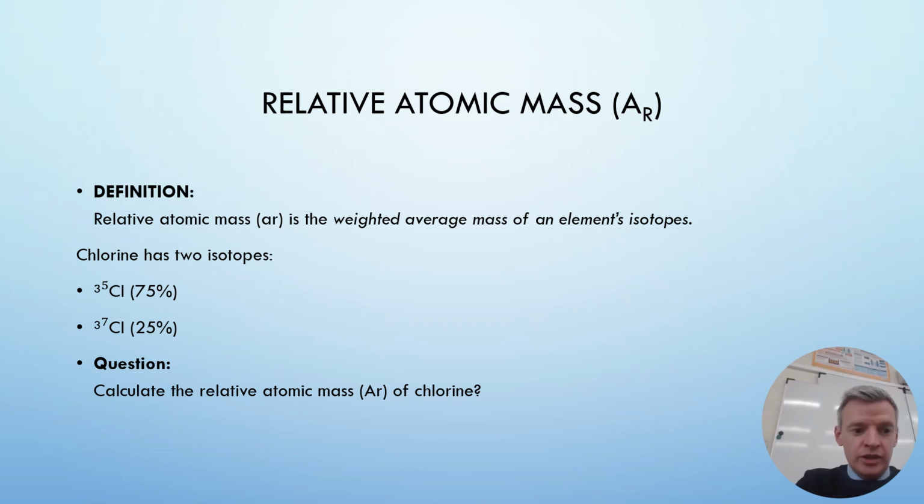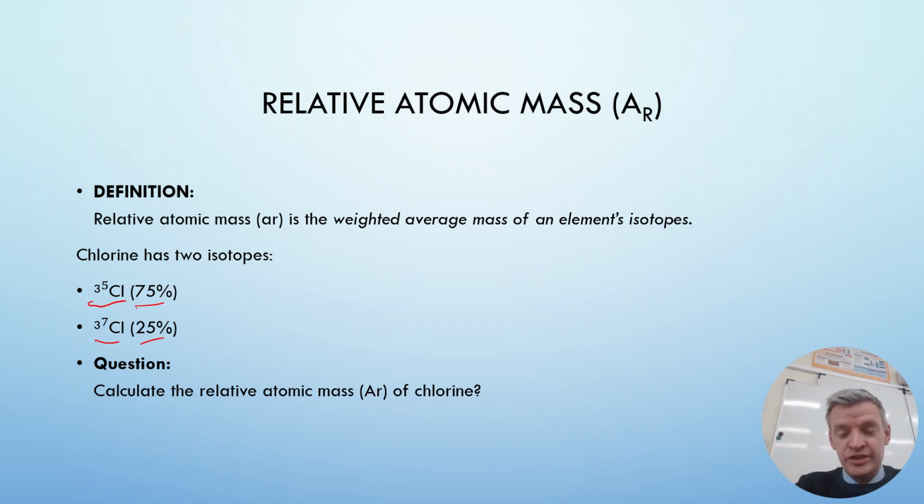So we have chlorine-35 and we've got chlorine-37. So two different isotopes, and the number next to it is a percentage. So that is what we call the percentage abundance. So if I was to take 100 atoms of chlorine, 75 of them would have a mass of 35 and 25 would have a mass of 37. So how do we calculate what's known as the weighted average mass? So there is a formula, and I'm just going to show you how to do that.